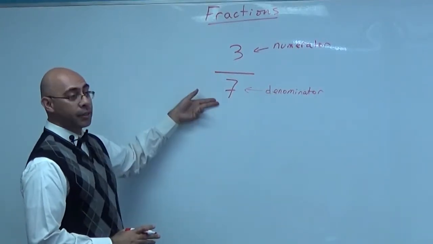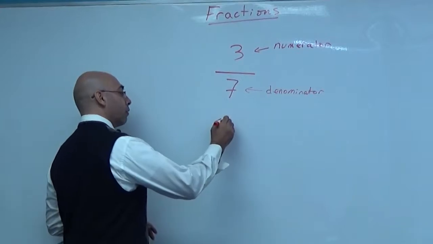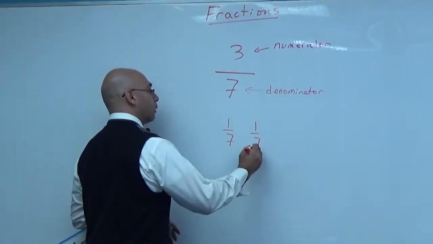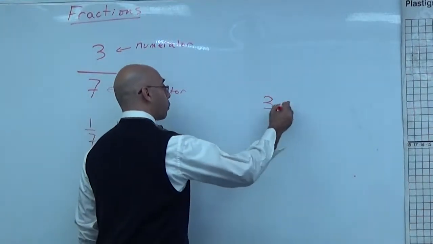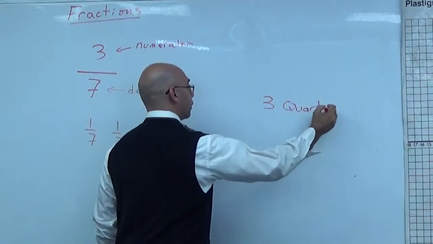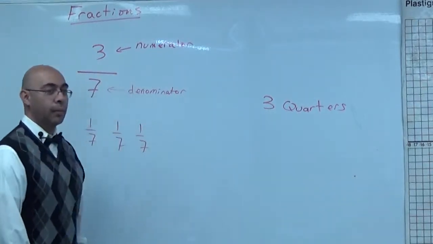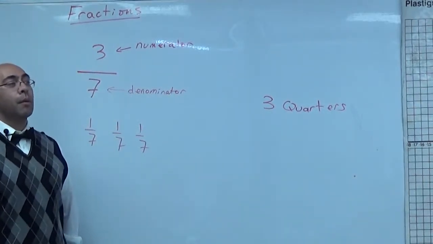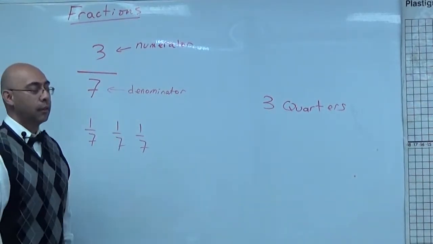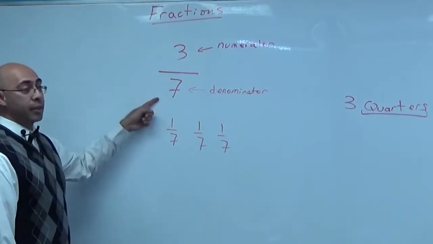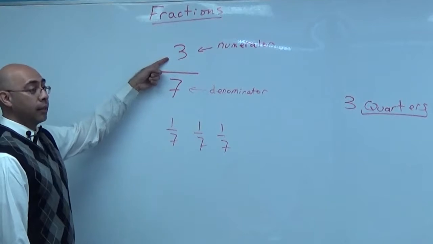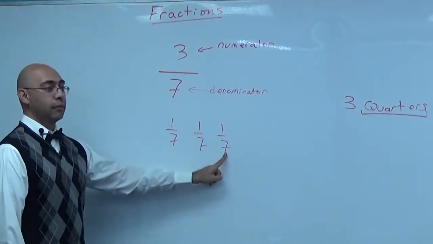When we're talking about 3/7, what you're saying is there are 3 of these guys. So if I said this, there are 3 quarters. You know what that means, yes? There are 3 of something. What are those somethings called? Quarters. Same thing here. There are 3/7. There are just 3 of these things here.